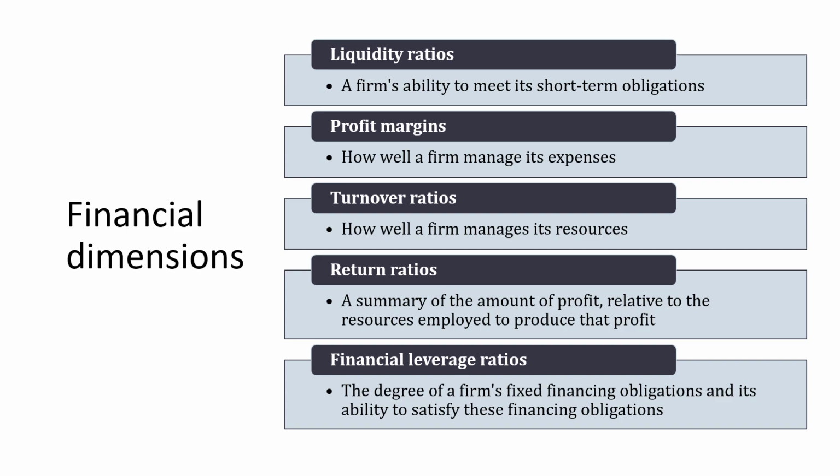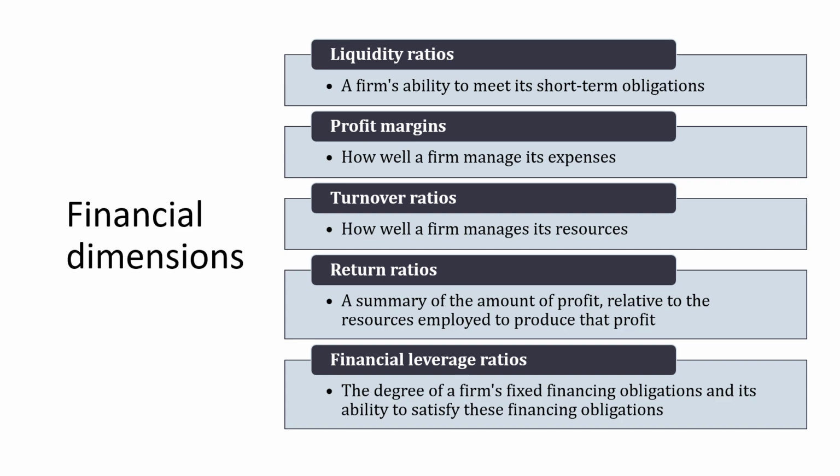Now, the resources we're talking about are, for example, its plant and equipment, the physical assets that it has, but also how they're using their capital resources, the funds that they get from bondholders and shareholders, for example. Then we have return ratios, and this is a summary of the amount of profit relative to the resources employed to produce that profit. So we might want to compare profit with, for example, total asset investment.